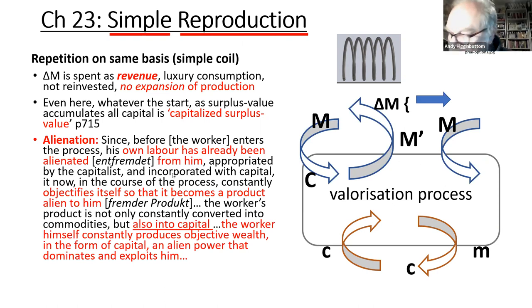And what he does is he reworks his concept of alienation, for example, to explain this, because the worker is not just alienating their labor in terms of the product, the commodity that they produce, which is what would happen in simple commodity production, for example. It's not simply objectification of their labor that's taking place, right?